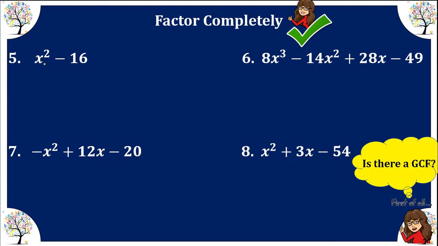Number 5, I notice is a difference of two squares. So I'm going to set up and I'm going to take the square root of x squared and I'm going to factor 16. One must be positive and one must be negative. Number 6, there's no GCF. I have 4 terms. I'm simply going to go straight into grouping. I'm going to factor out the GCF.